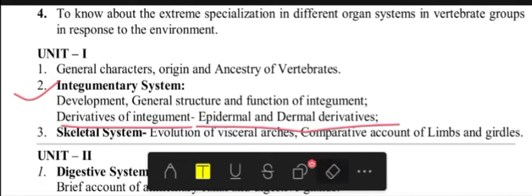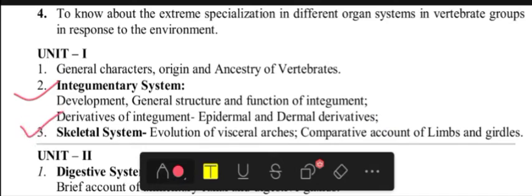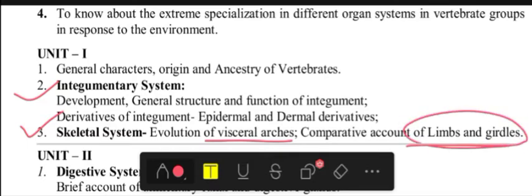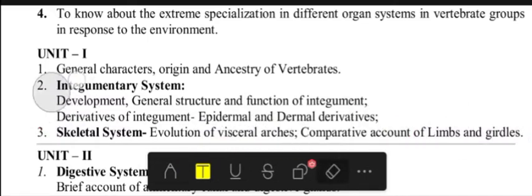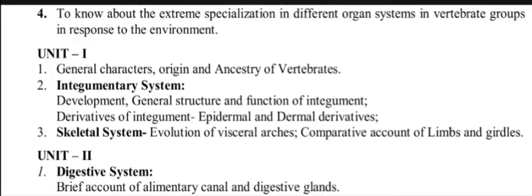And then in your first unit, the third point included in your syllabus is the skeletal system. You have to learn about the evolution of visceral arches and comparative account of limbs and girdles. So forelimbs or hind limbs and girdles जो हैं pectoral and pelvic girdles, तो इनकी comparative study करनी है, and you have to do the comparison between the limbs or girdles of different classes. So vertebrate की 5 classes हैं, you all are aware of that, and I know that you all know all the classes.